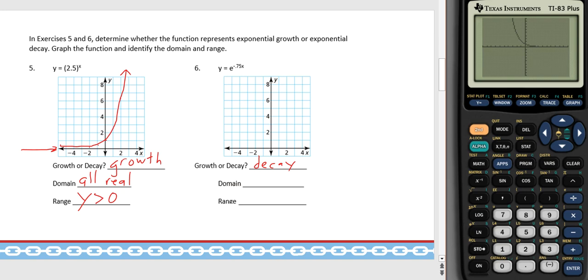And so my domain is still going to be all real numbers. And then my range, over here in the graphing screen, we can see how the data comes in and approaches 0. In the table part, we can do the same thing. We see in the table that the data gets close to 0, but in our window it never actually touches.